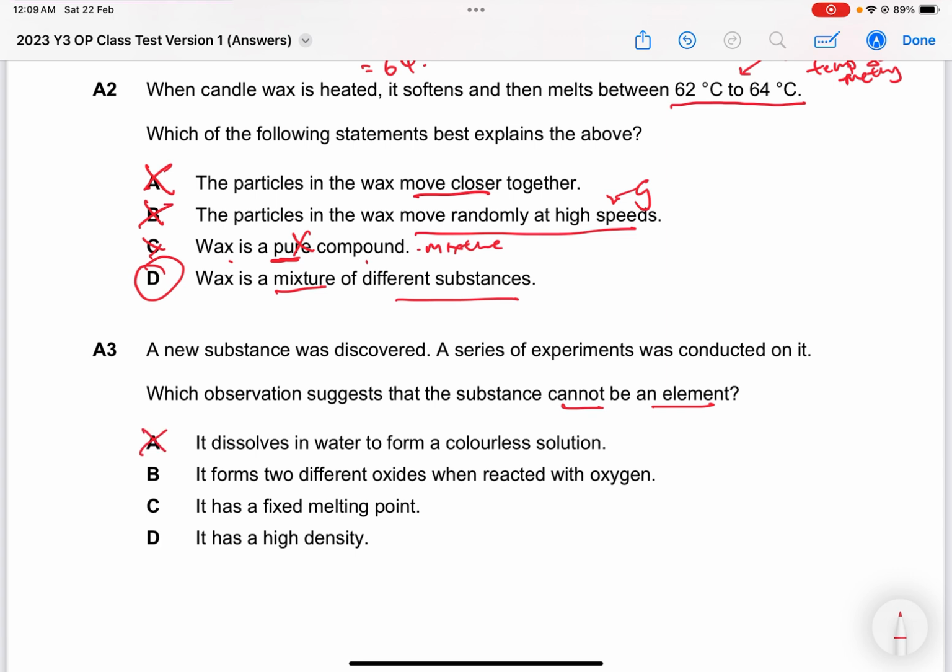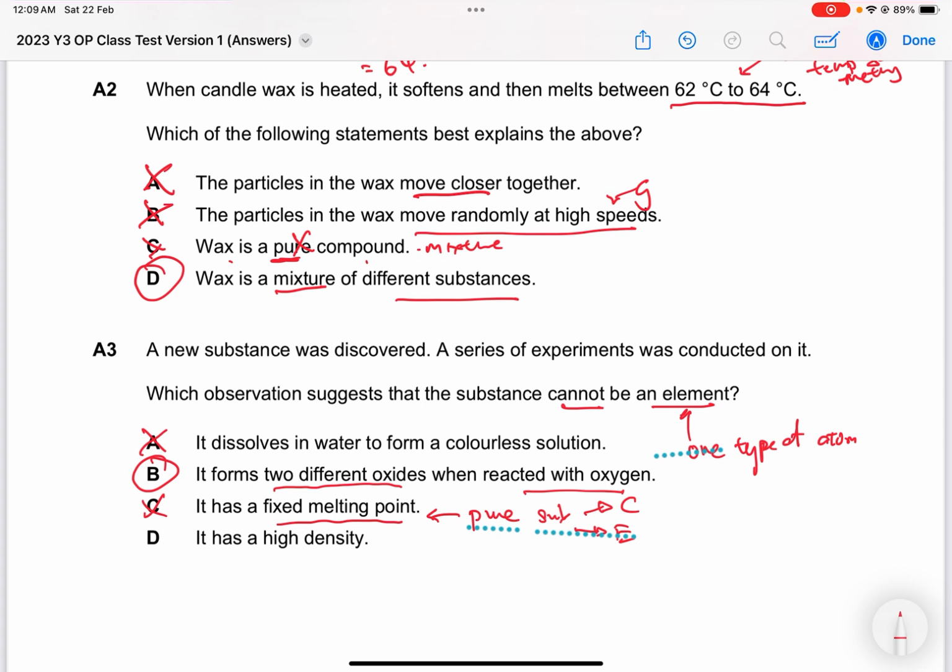B, it forms 2 different oxides when reacted with oxygen. An element consists only of one type of atom. But in this case here, it formed 2 different oxides. Most probably there are 2 different types of atoms. So actually, B is the answer. How about it having a fixed melting point? A fixed melting point tells you it is a pure substance. But a pure substance can be a compound, can be an element. So it tells you that it can be an element, right? So therefore C cannot be the answer.